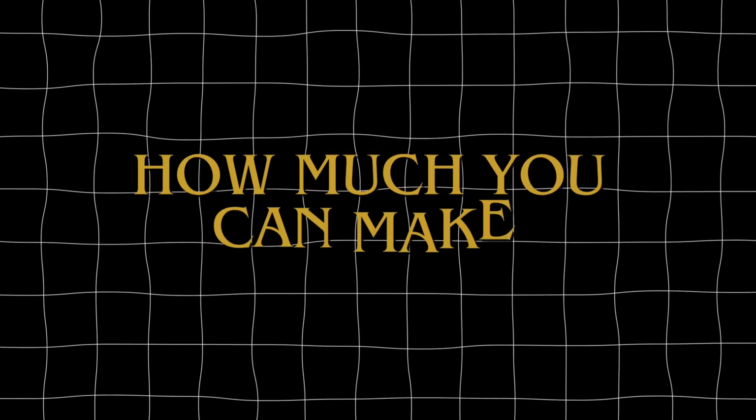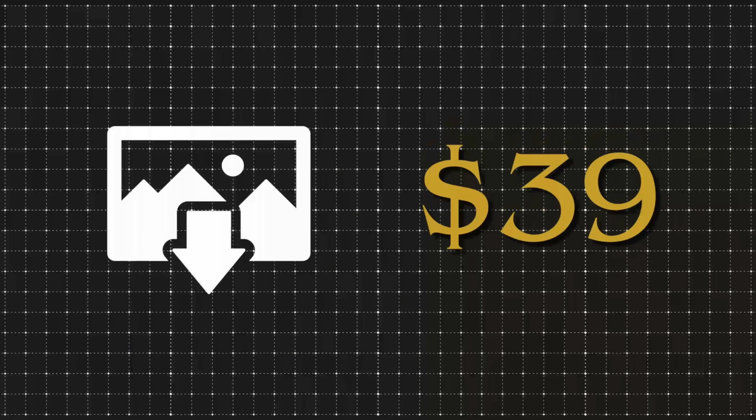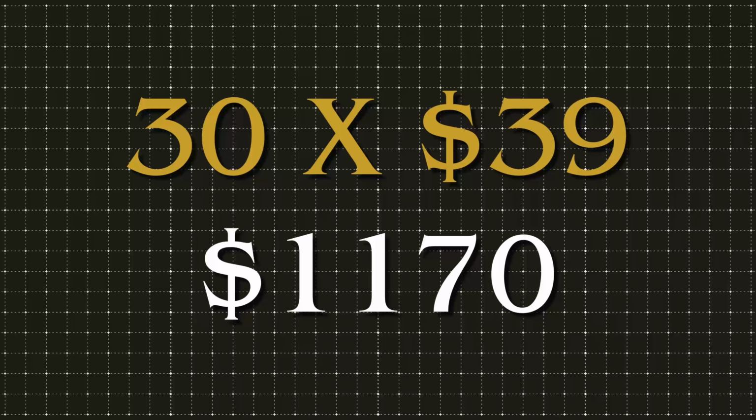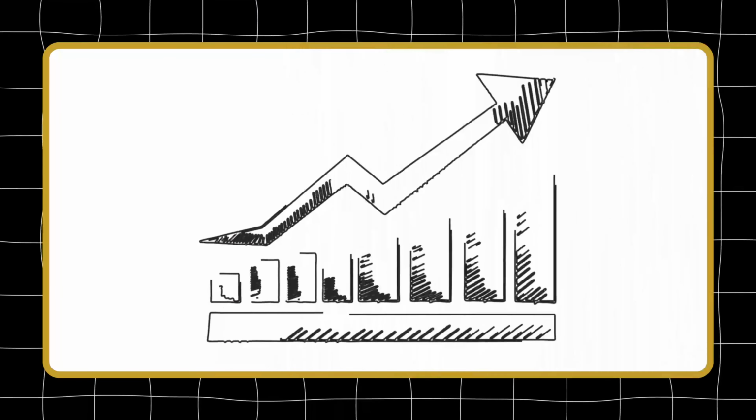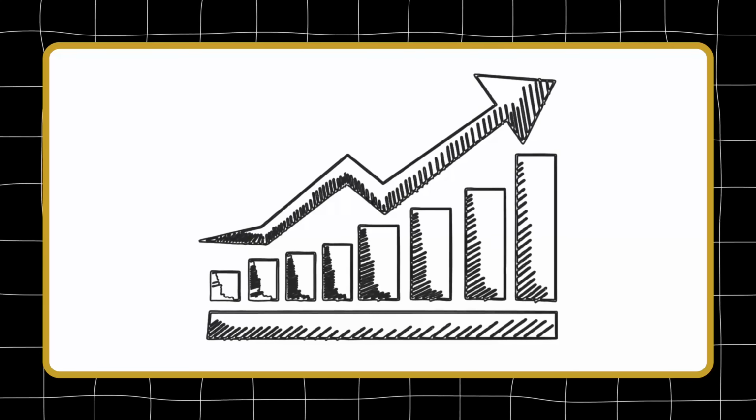Alright, let's talk numbers. How much can you actually make? Let's say you sell a Canva template bundle for $39. If you sell just 30 bundles a month, that's $1,170 a month. And remember, some people are making six figures by scaling up, finding lucrative niches, and mastering their marketing.